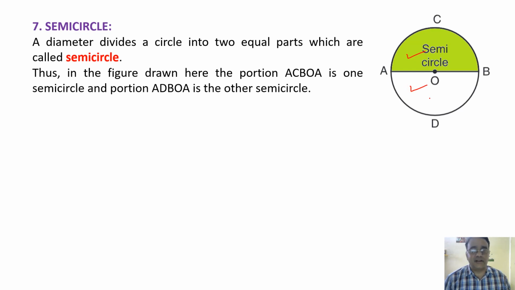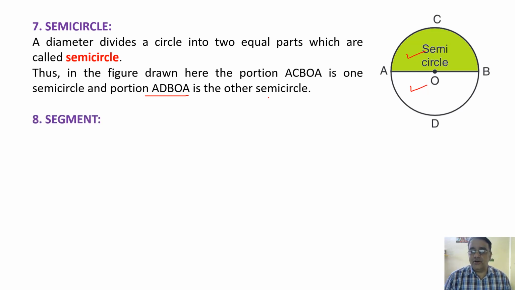Both are called semicircle. In this figure, the portion ACBOA is one semicircle and the portion ADBOA is the other semicircle, the white one. Now the next part of a circle is segment.